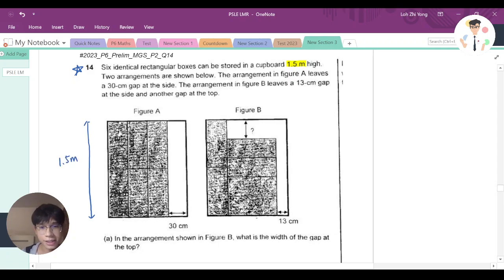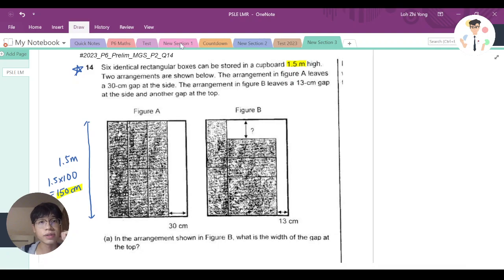And since they are using cm here, let me just convert into cm. So 1.5, I need to times 100 equal to 150 cm. Just a quick reminder, a lot of students, you always times 1000 because they are used to 1000. But no, 1 km is equal to 1000 meter. 1 meter is equal to 100 cm. Okay, just a quick reminder.